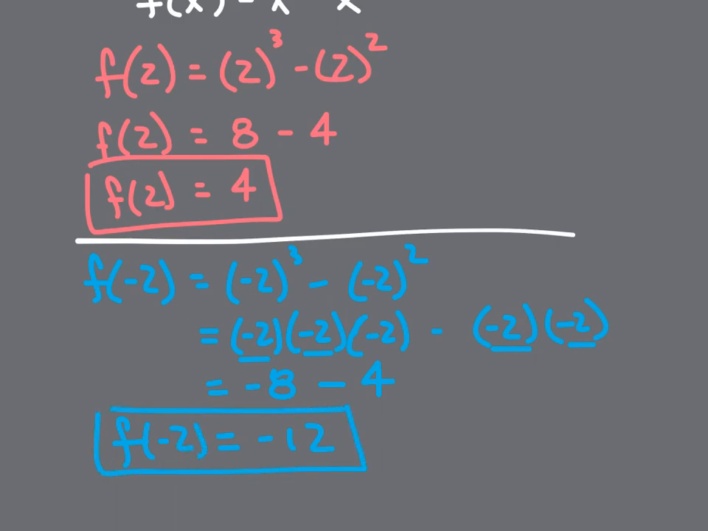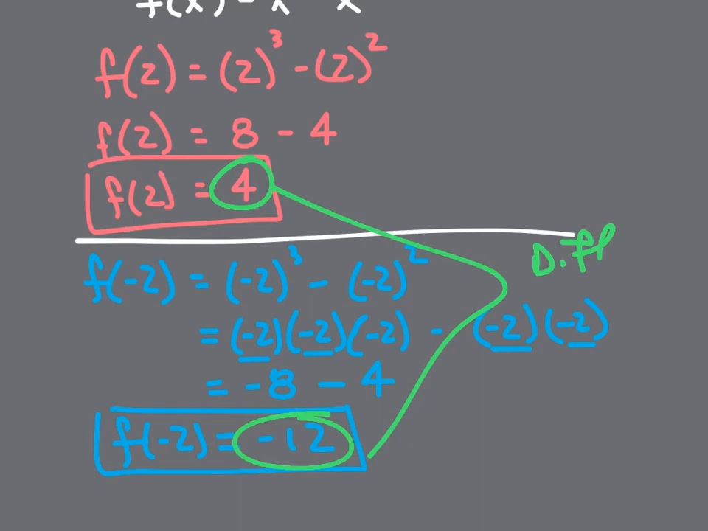And so because these numbers, 4 and negative 12, are different, then we have neither. If we got that f of 2 is equal to 4 and f of negative 2 is 4, then it's an even function. If we got f of 2 equals 4 and f of negative 2 equals negative 4, then it would be an odd function. But because these are completely different from each other, these are neither odd nor even.